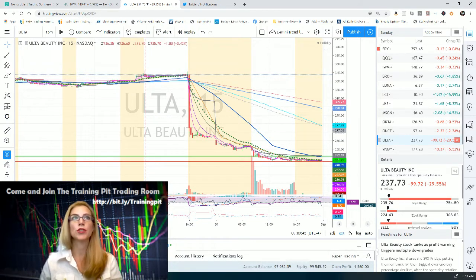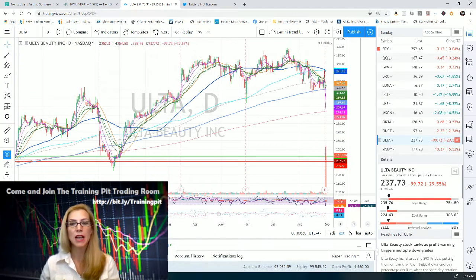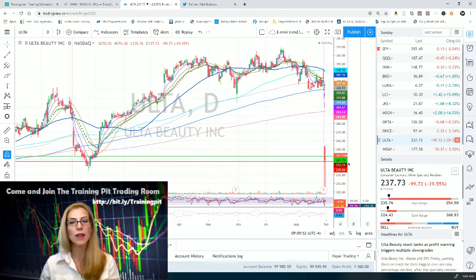So potential support for ULTA 235.56 and 241.75 for resistance.